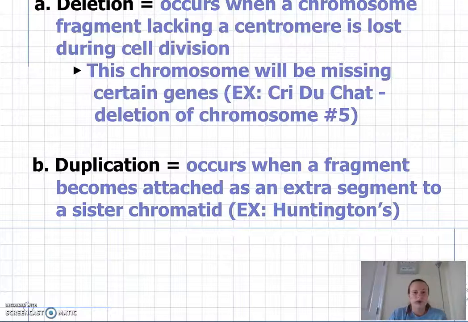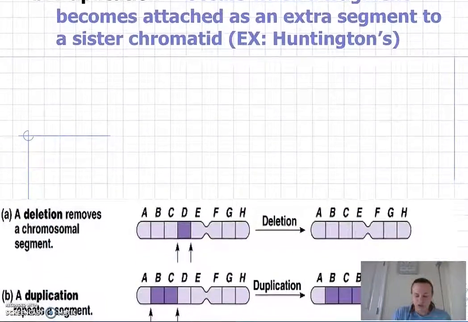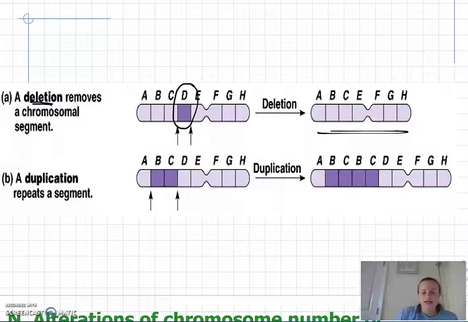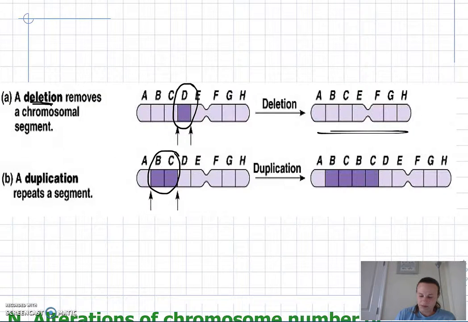Duplication happens when a fragment of a chromosome is duplicated. For example, Huntington's, and let me show you what that might look like. So, for example, deletion removes a segment, so segment D is removed. Duplication repeats a segment, so now I have 2 BC segments, deletion and duplication.